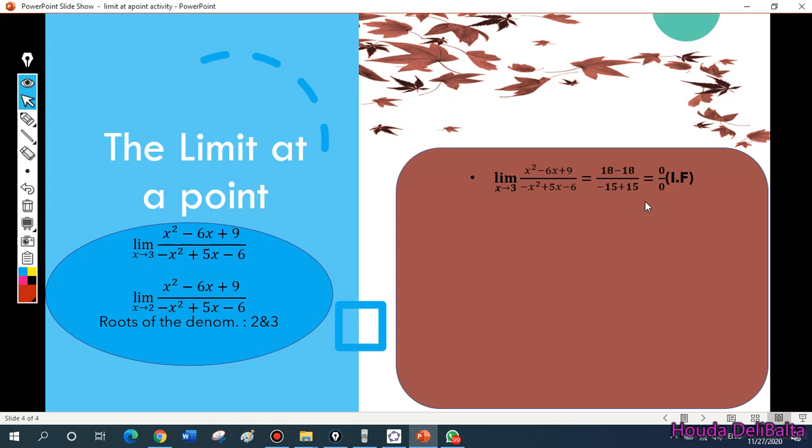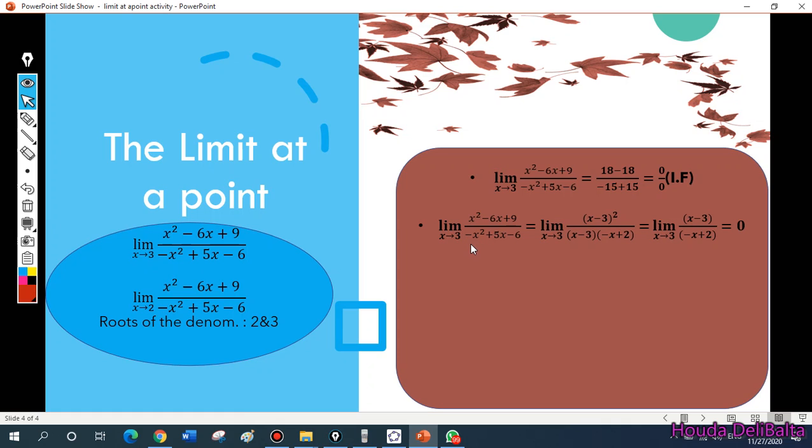which is 0 over 0. That means that 3 is not only a root for the denominator, it's also a root for the numerator, because when we factorize the numerator, it's going to be x minus 3 squared using a certain identity. So 3 is a double root for the numerator. Now, by factorizing the denominator, it is going to be x minus 3 and minus x plus 2, not x minus 2, because a is minus 1.